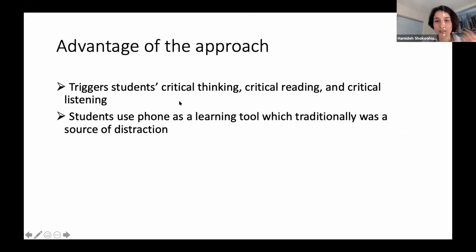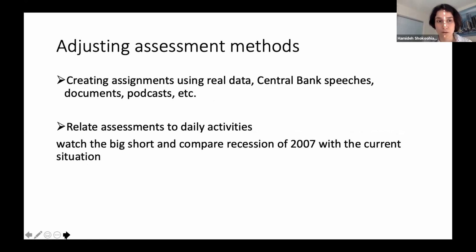The advantage of this approach, as you probably realize, is that it triggers the students' critical thinking, their critical reading, as well as critical listening. Also, students use their cell phone as a tool for learning, as opposed to a source of distraction, which again, I believe is very helpful for them. Now, coming to the point of how... I think I'm running over time.